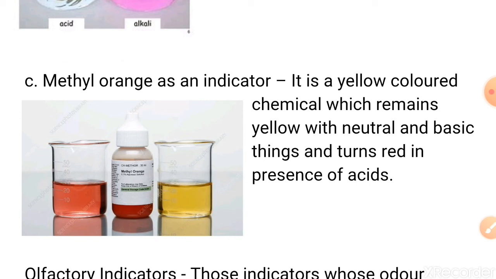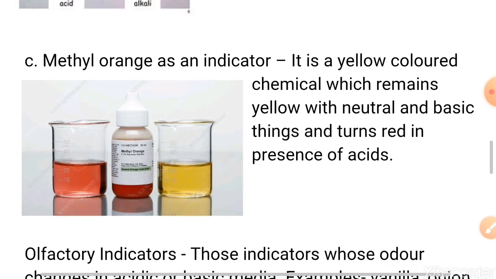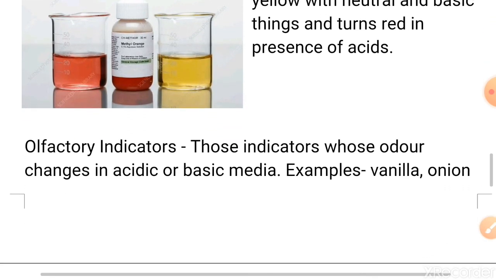Not only this, students, there is another class of indicators which help us to find out which one is acid or base by changing their smell. Now we will see what are they. They are olfactory indicators. Those indicators whose odor changes in acidic or basic media, for example, vanilla, onion, and clove.